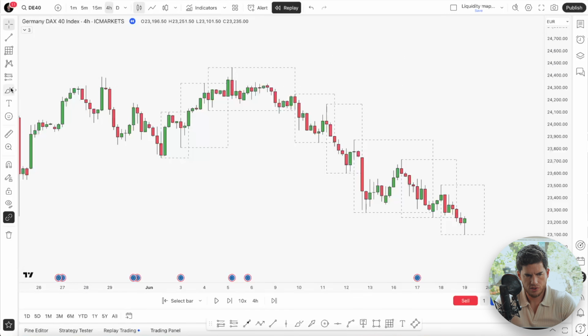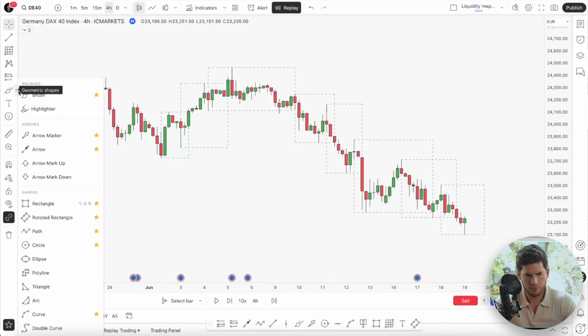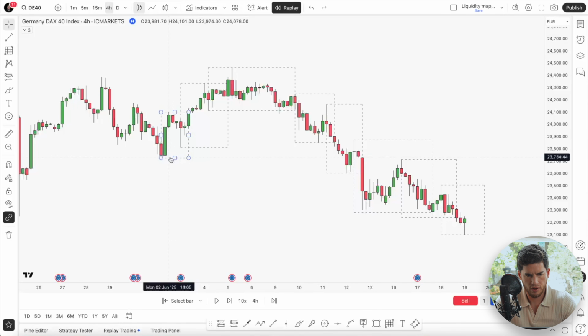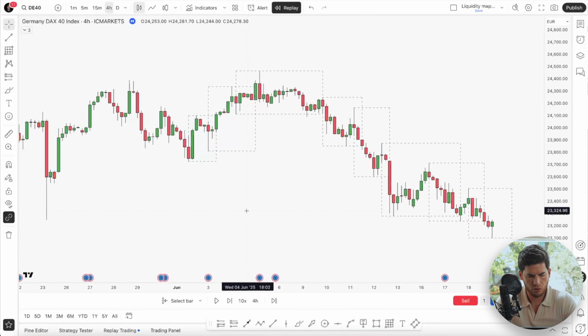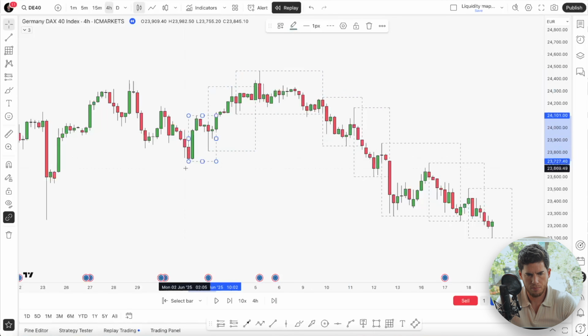To find these boxes, just head over to the taskbar on the left, open this up and go down to rectangle, and you can choose your rectangles by design. You can have a dashed line, a dotted line, a background, whichever suits you. And all you're going to do is drag from the very bottom of a 4-hour low, and map out the new 4-hour high. You can see here that it's printing higher highs and behind it higher lows. That's how we map liquidity on a bullish trend.